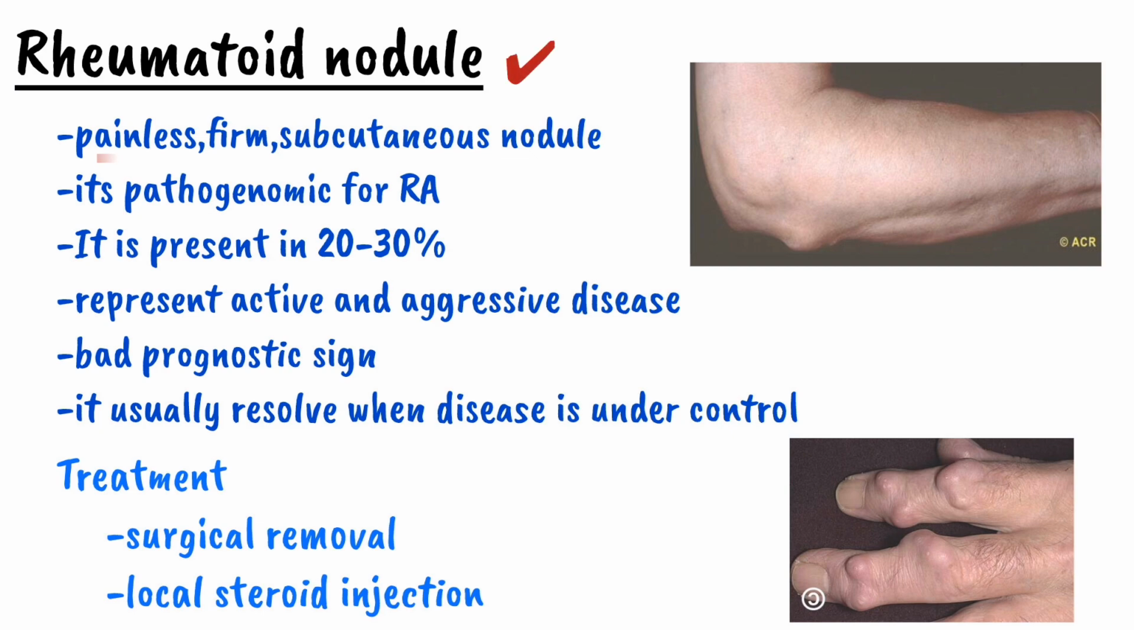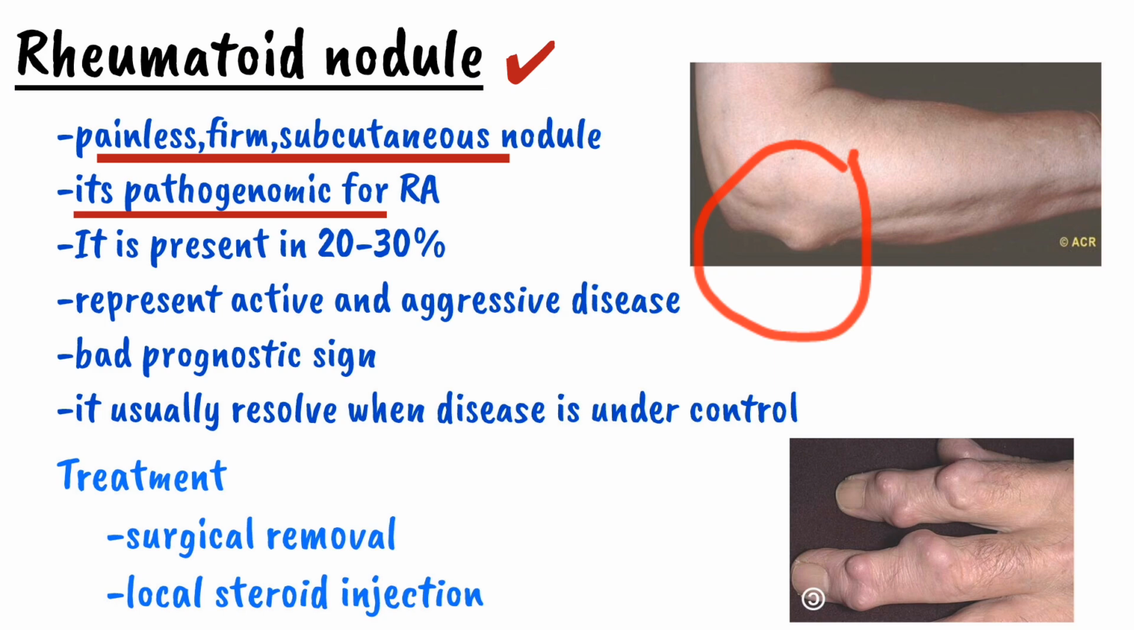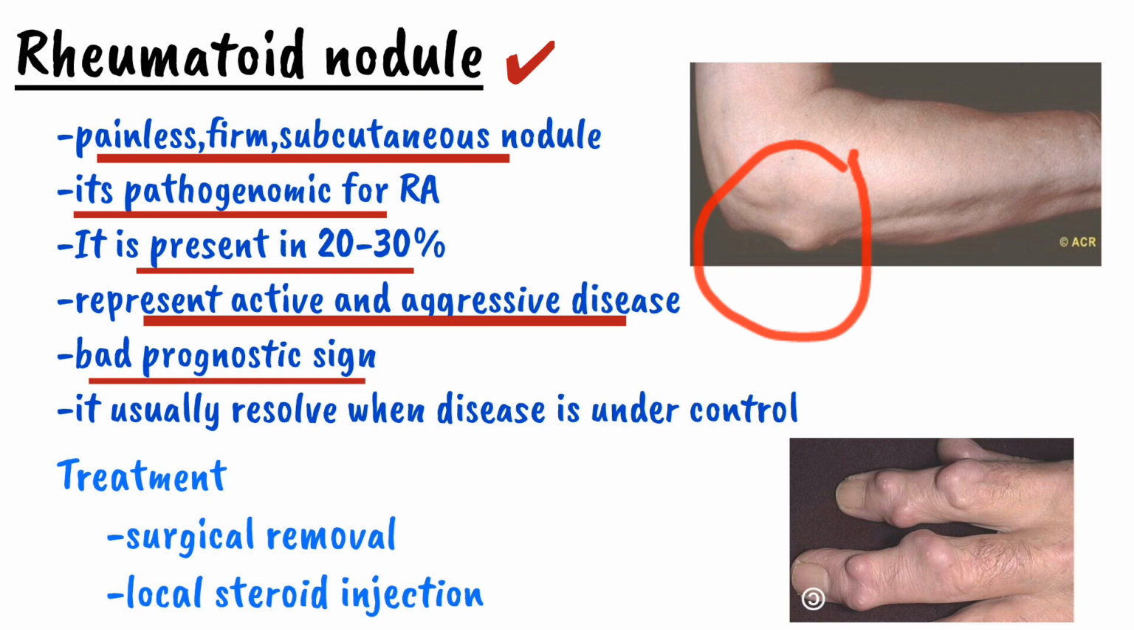Rheumatoid nodules are painless, firm subcutaneous nodules, which you can see in this image. It is pathognomonic for rheumatoid arthritis. It is present in 20 to 30% of patients. It represents active and aggressive disease. It is a bad prognostic sign, meaning when a patient has rheumatoid nodules, the treatment of rheumatoid arthritis gets difficult. It usually resolves when the disease is under control.